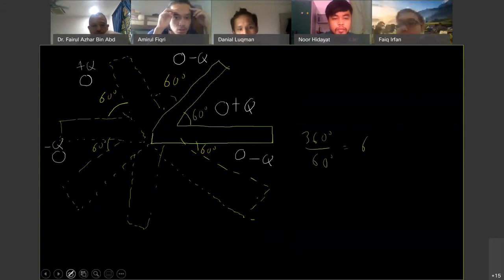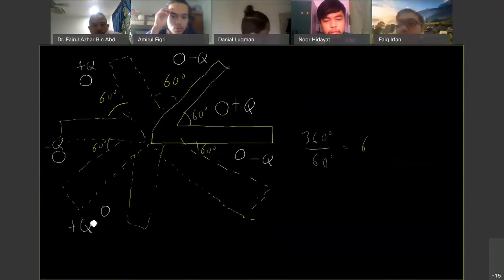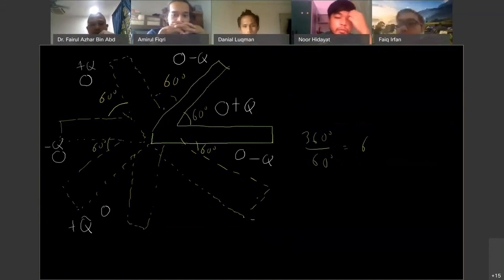This one is supposed to be positive Q, and this one also must be Q minus Q. Maybe the drawing is not to scale, but basically we will have positive Q, minus Q, positive Q, minus Q, positive Q, minus Q, and this way the charges will alternate to each other. If you draw the diagram using the scale one, then you will have the correct answer. So this one may be wrong.